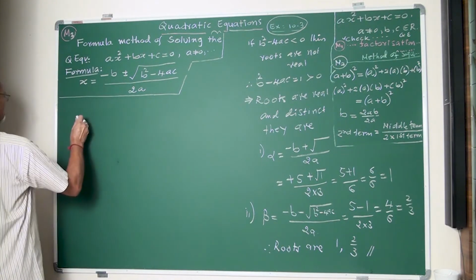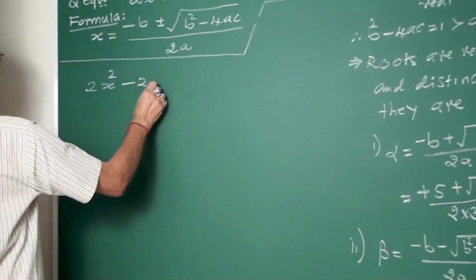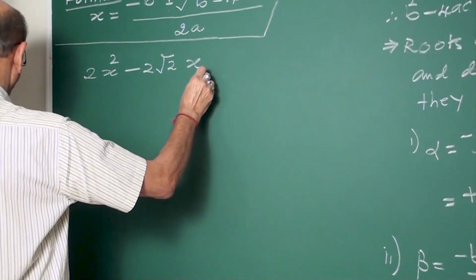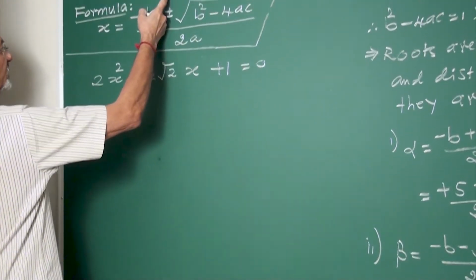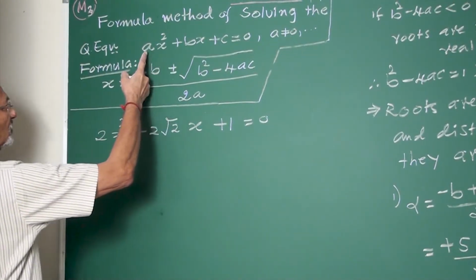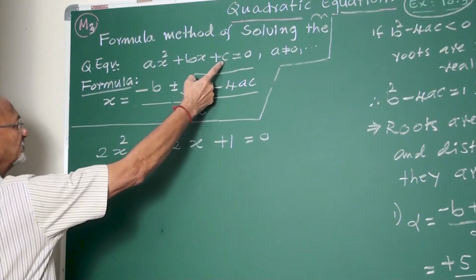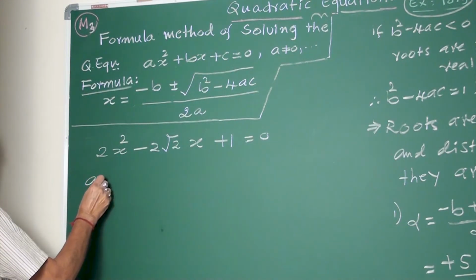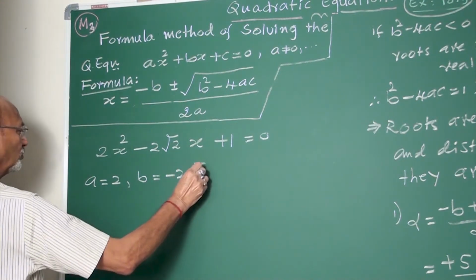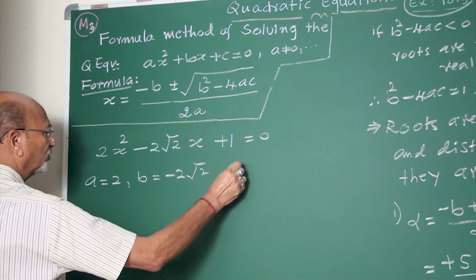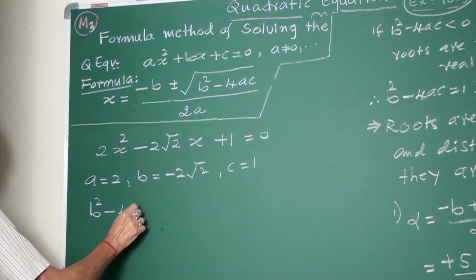Second example is 2x square minus 2 into root 2x plus 1 equal to 0. Comparing with ax square plus bx plus c, what is A? Coefficient of x square. What is B? Coefficient of x. What is C? Constant. So, my friend, A is 2, B is minus 2 root 2. You have to write along with the sign. C constant is 1. First you have to find B square minus 4AC.